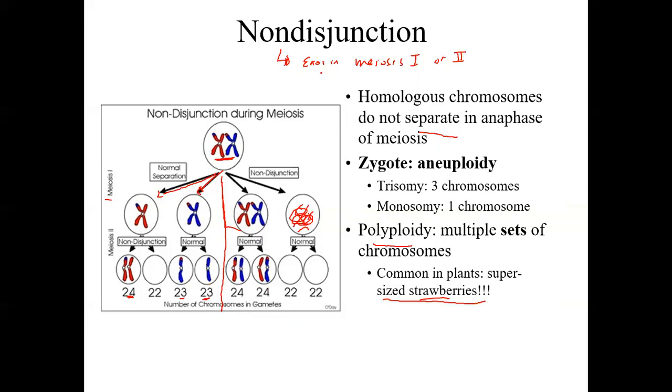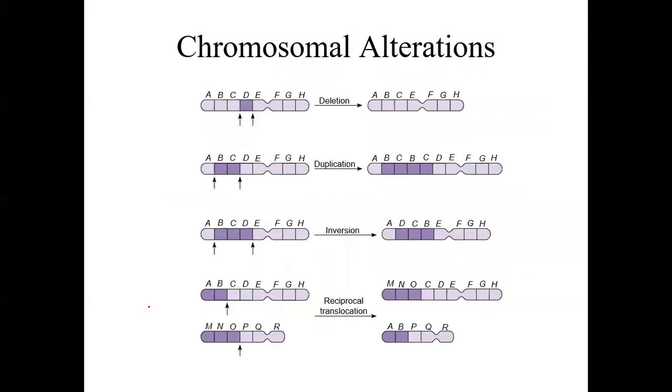So that's what non-disjunction is. You get an error. Depending on the chromosome that's inherited, sometimes it can be a completely viable offspring, and sometimes it doesn't become a viable offspring. It just depends on how many extra chromosomes they had. So that's non-disjunction, and like I said, it can happen in meiosis 1 or meiosis 2.